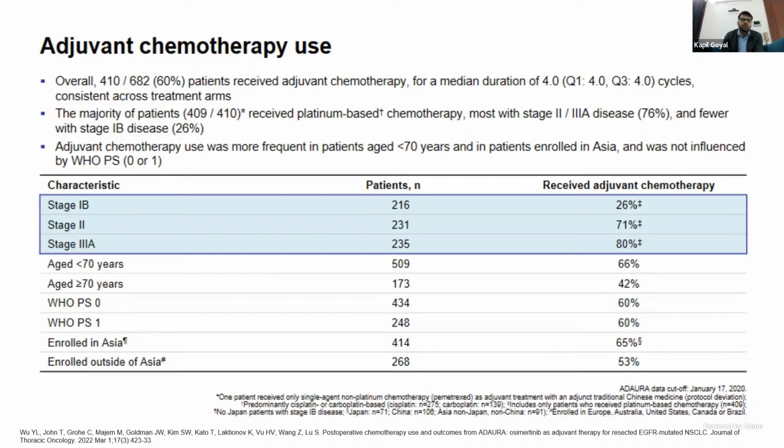So many medical oncologists did not give chemotherapy in stage 1B. Adjuvant chemotherapy use was more frequent in patients less than 70 years of age and patients enrolled in Asia, and was not influenced by WHO performance status. We see that 80% of the patients in stage 3A received adjuvant chemotherapy, while only 26% of the patients received adjuvant chemotherapy in stage 1B.